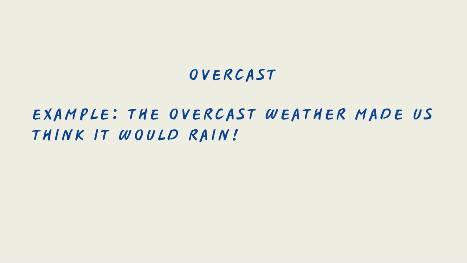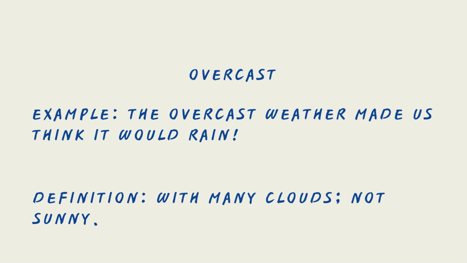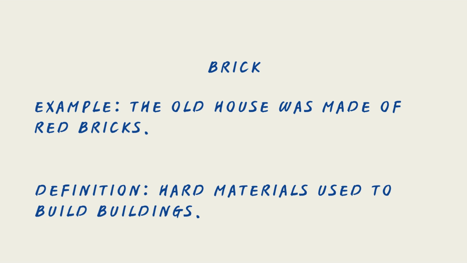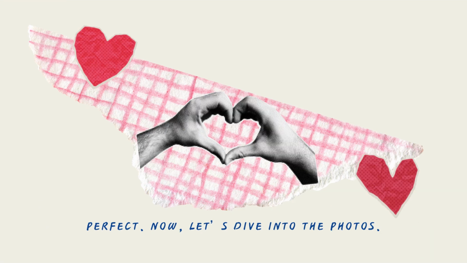Overcast. Example: the overcast weather made us think it would rain. Definition: with many clouds, not sunny. Brick. Example: the old house was made of red bricks. Definition: hard materials used to build buildings. Perfect. Now, let's dive into the photos.